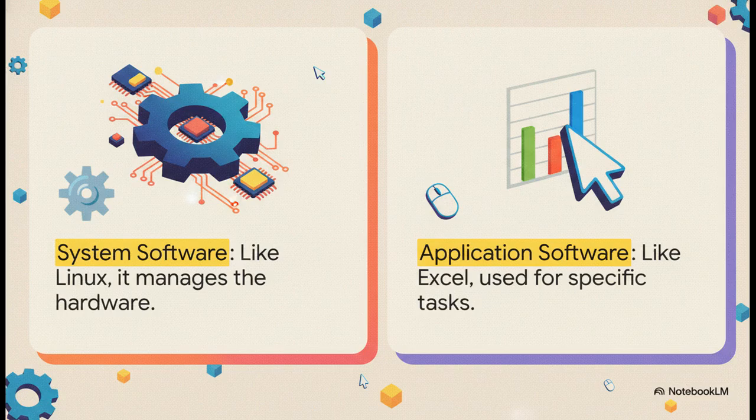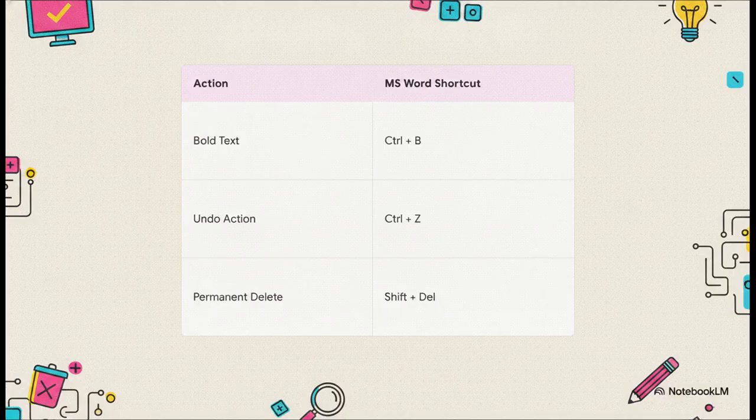You're definitely going to want to jot down these Microsoft Word shortcuts, because memorizing these is basically guaranteed free points. Notice that Shift+Delete command for permanent delete? Examiners love throwing that one in because it completely bypasses the recycle bin.